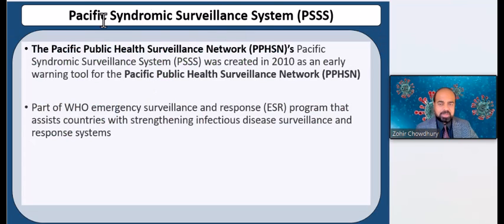The syndromic surveillance system within this larger network in the Pacific Islands is known as the Pacific Syndromic Surveillance System, or PSSS. It was created in 2010 and is part of the WHO Surveillance System and Response Program that assists countries with strengthening infectious disease surveillance and response systems. And thus it is part of IHR, or International Health Regulations, and it helps to meet the core capacity of IHR.